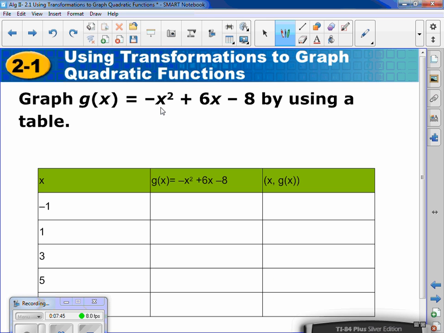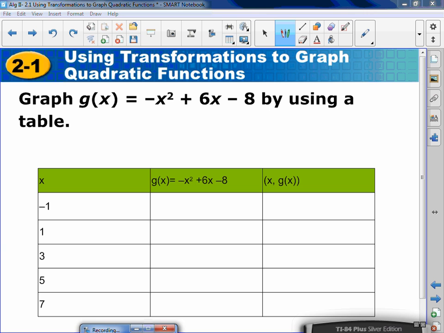Here's a different one: negative x squared plus 6x minus 8. Now I give you points here that will make it nice. The one thing you need to be careful of is that negative 1 squared is not equal to negative 1 squared. These are two different things.